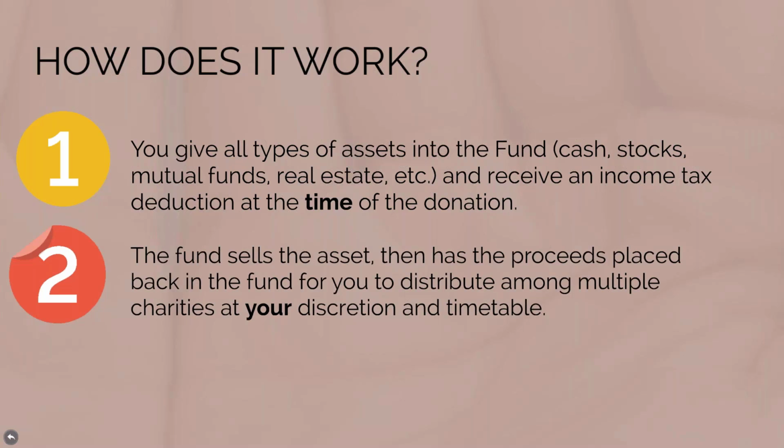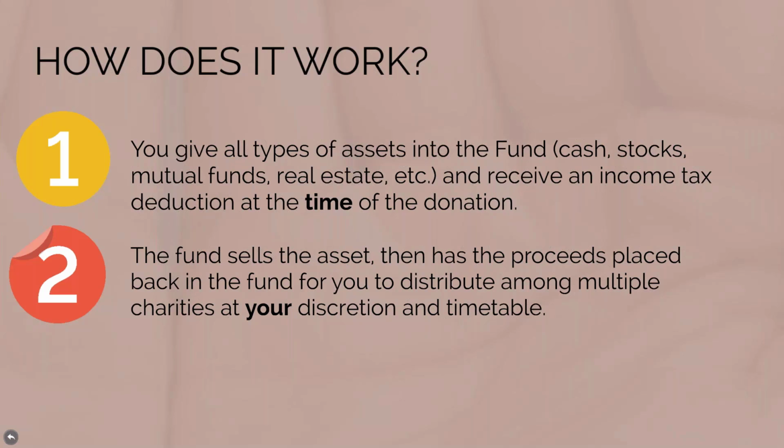What then happens is that the fund would then sell the assets and convert the asset into cash. Those dollars are then placed back into your fund that you can then distribute among the charities of your choice at your discretion in your timetable. So you're not under a time crunch to actually have the funds distributed out of the donor advised fund to your charities.